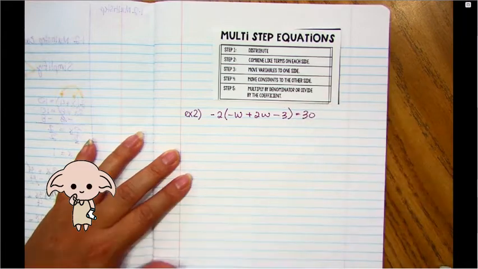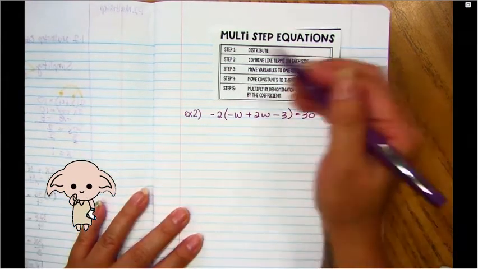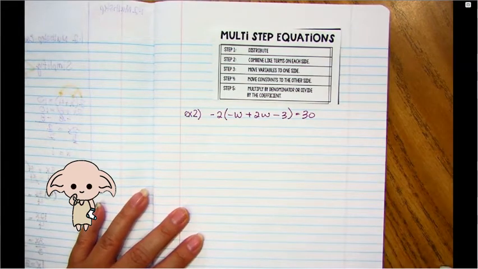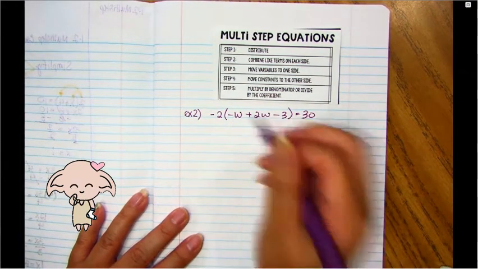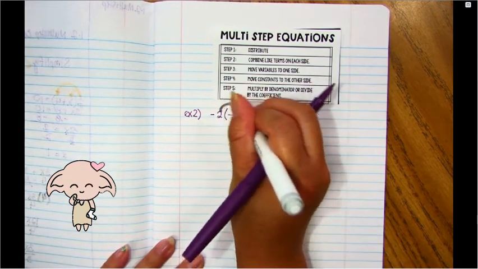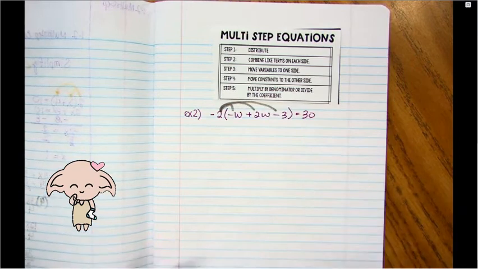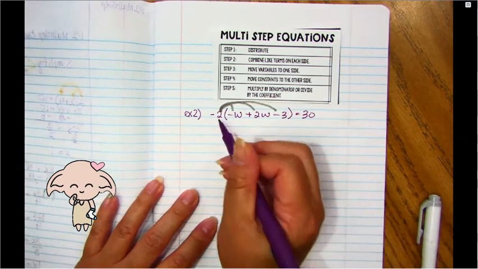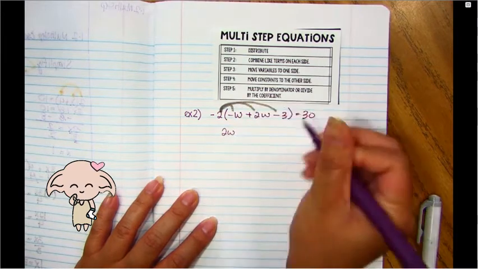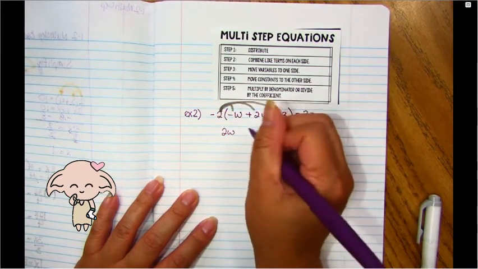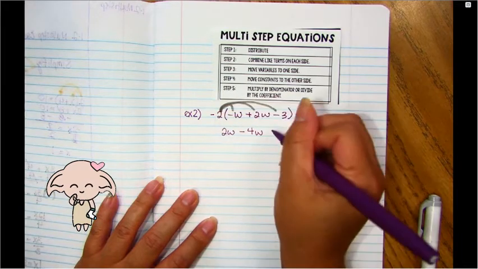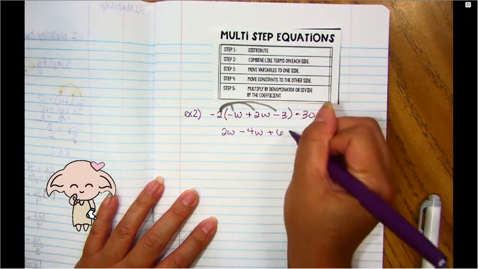Now, there are 2 ways to solve for this. We're just going to follow the steps here, but hopefully I can show you the second method as well. We're going to distribute negative 2 into each term. Negative 2 times negative w is going to give me a positive 2w. Negative 2 times 2w is a negative 4w. And negative 2 times negative 3 is a positive 6.